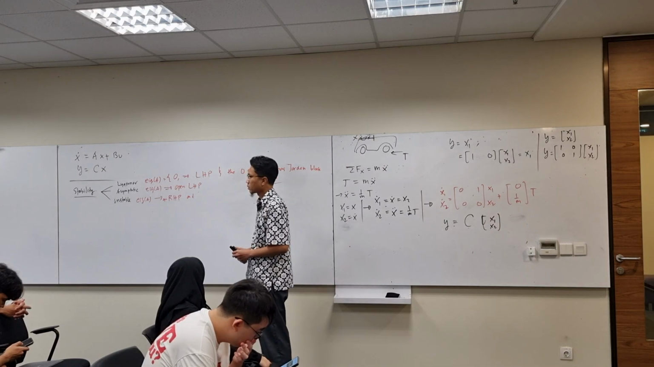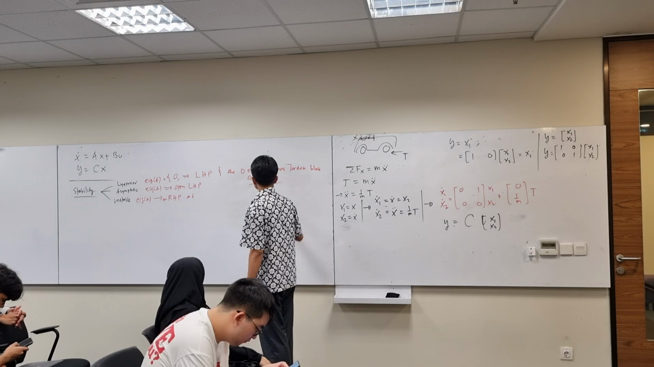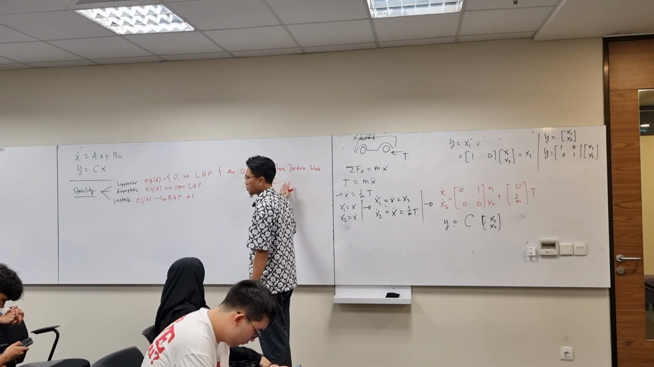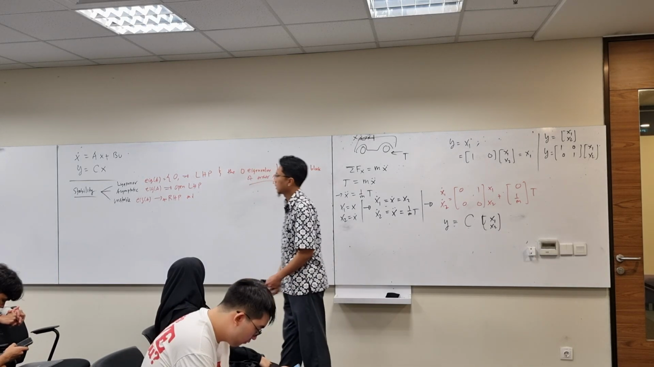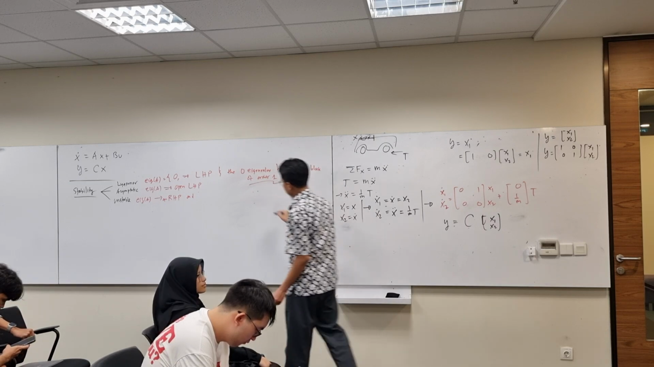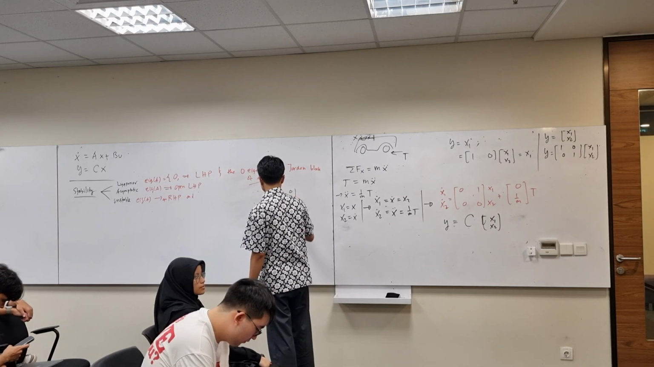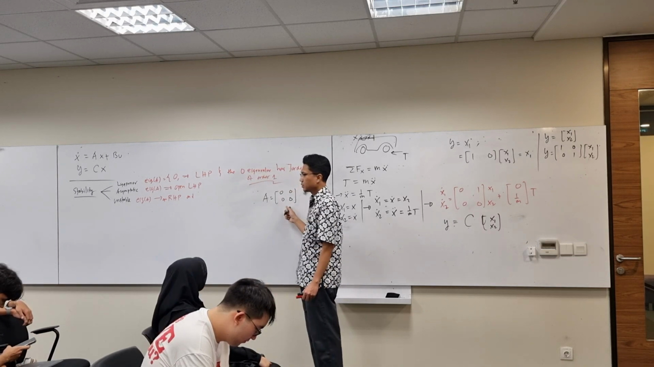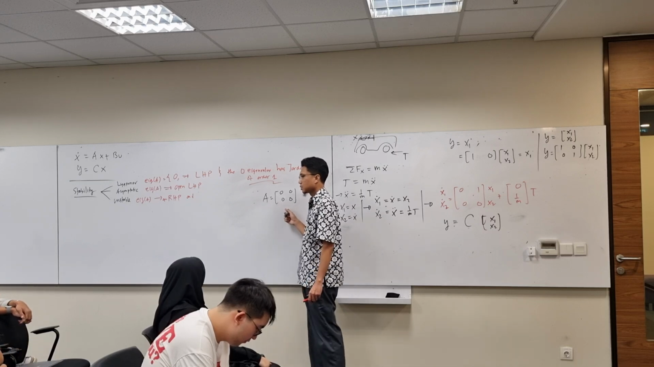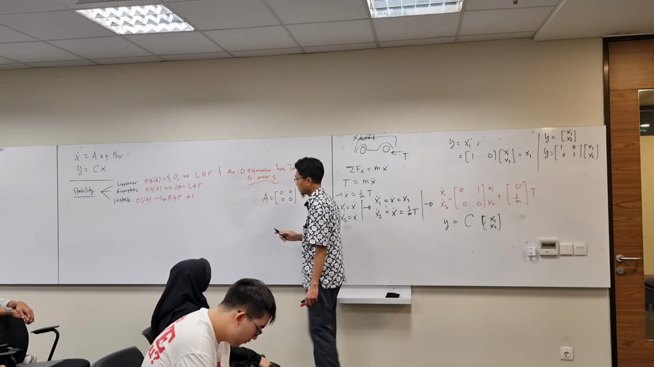Also unstable if the eigenvalue has a Jordan block of order 2 or greater. What about the case where I have the A matrix like this? What's the stability type of this? It's Lyapunov stable. It doesn't have a Jordan block.